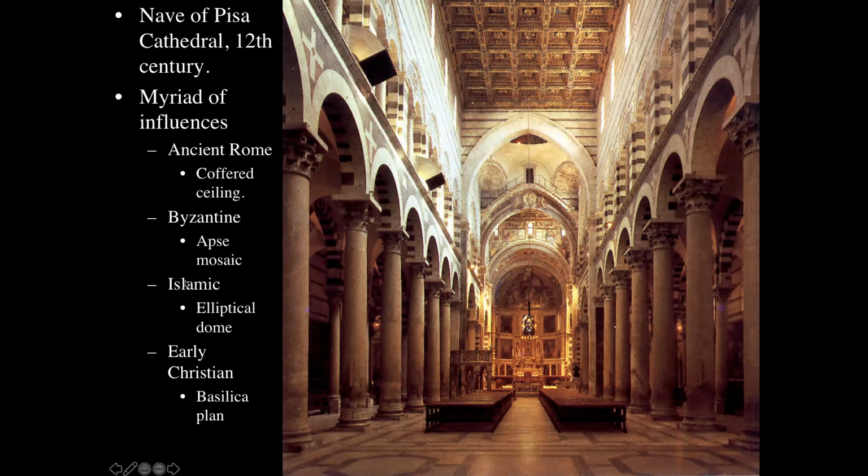So from the Byzantine. From the Islamic, we have these styles here of voussoirs and these kind of repetitive arches, and also the elliptical dome. And then from the early Christian, it's the Basilica plan. So a basic Basilica plan with a flat wooden roof. Quite a bit fancier than the earlier churches, but not as much vaulting as you would see in a French one.